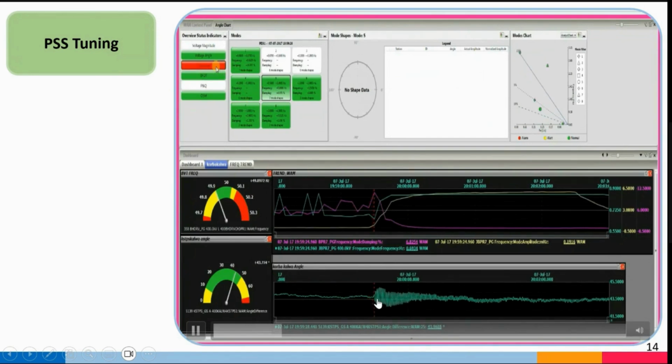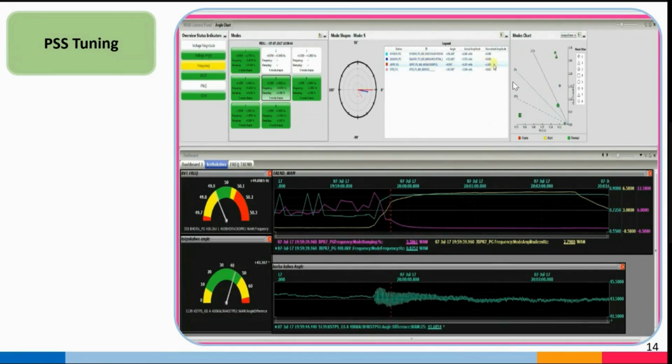Some oscillation has appeared at one of the power plants. You can see the damping is going down and the oscillation frequency is coming up, and this is the damping monitoring chart. You get multiple alarms in real time, and you get the mode shape of this particular frequency. Based on the mode shape, by and large, if it is a local kind of oscillation, you will be able to find the source of the oscillation.